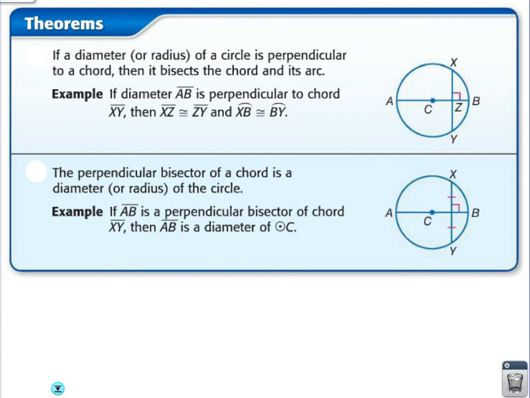Here's that next one that I said. We're getting a lot done today. We're nearly halfway done with the chapter. If a diameter of a circle is perpendicular to a chord, that's interesting. If a diameter or radius is perpendicular to a chord, then it bisects the chord and it bisects the arc. Let's draw that.